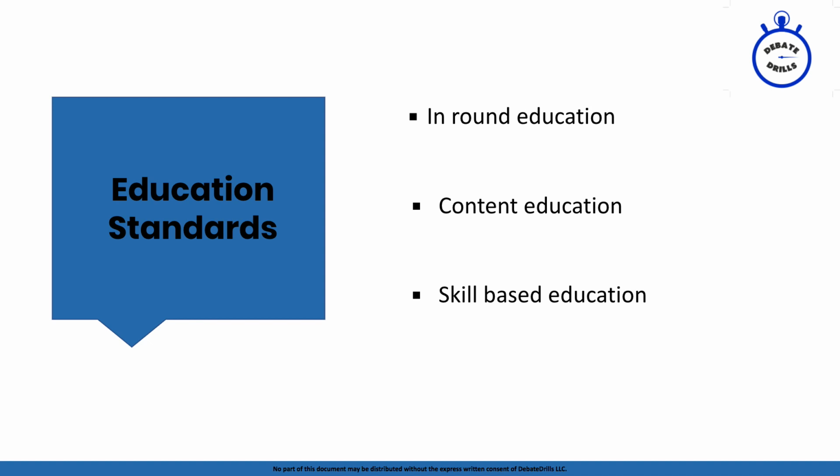And the last type of education standard, the last big category, is skill-based education. Skill-based education has multiple different types of skills we talk about. So the basic premise is that you say, look, the actions my opponent takes, the rules they're violating, hurt our ability to develop key skills that are near and dear to the purpose of debate. So what could those skills look like? Well, let's think about it.